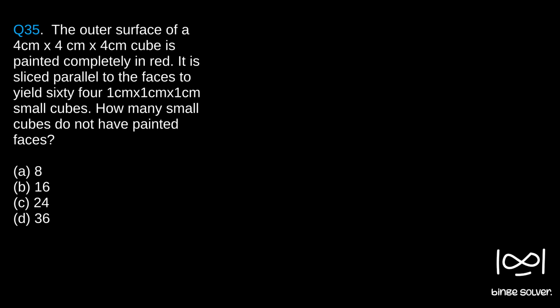So the general formula to find the number of cubes where no sides are painted is n minus 2 into n minus 2 into n minus 2.